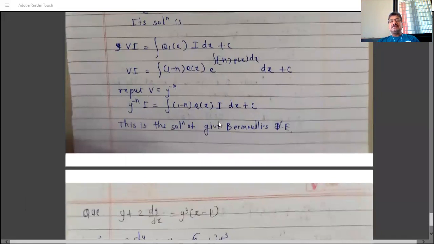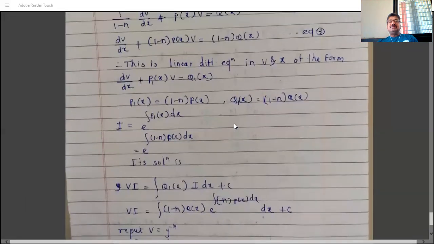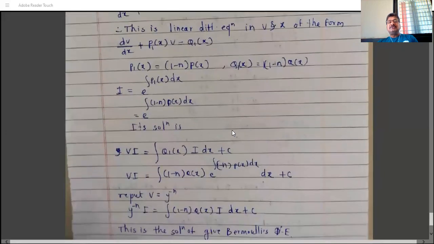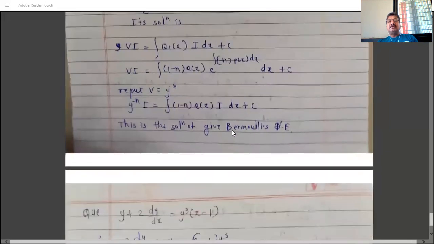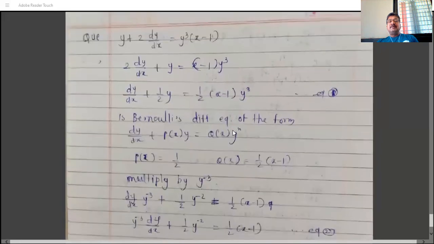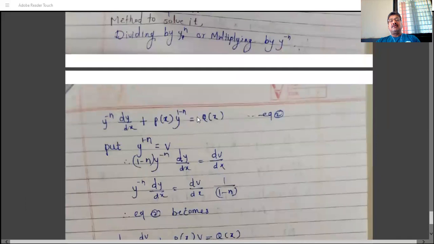So this is the general solution of the given Bernoulli's differential equation, and this is the method to obtain it. Can you convert Bernoulli's differential equation to a linear differential equation and then find its solution? We will solve the problems on Bernoulli's differential equation using the same method. That is, first we convert the given Bernoulli's differential equation to a linear differential equation by using substitution, and then we solve the examples.